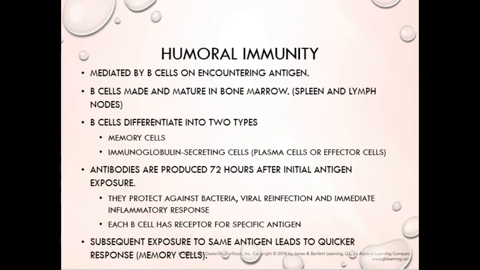There's also immunoglobulin secreting cells. These are called plasma cells or effector cells. Okay, so plasma cells or effector cells are one of the two types of B cells that we create in the bone marrow. And these are the actual ones that will create immunoglobulin.